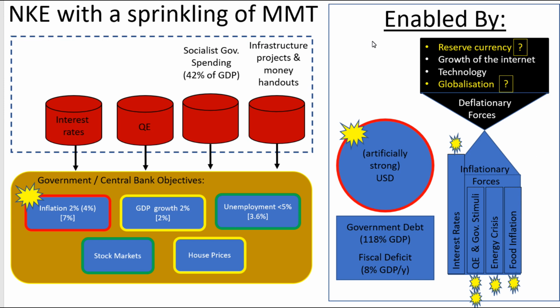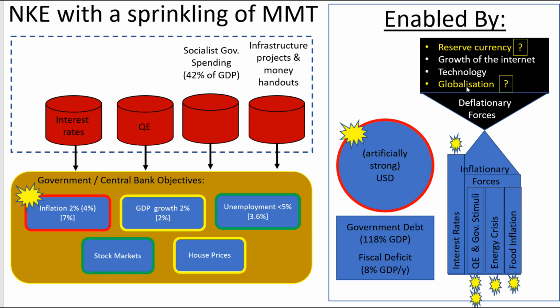Now, this new Keynesian economics is something that's been enabled. They've only been able to do the low interest rates and quantitative easing, which are inflationary by nature. They've only been able to get away with that because we've been experiencing for several decades serious deflationary forces. There's the US dollar being a reserve currency in itself, plus the growth of the internet and technology, and also globalization. So these deflationary forces counteracted all of this new Keynesian behavior, allowing the government to get away with meeting its objectives in this way.